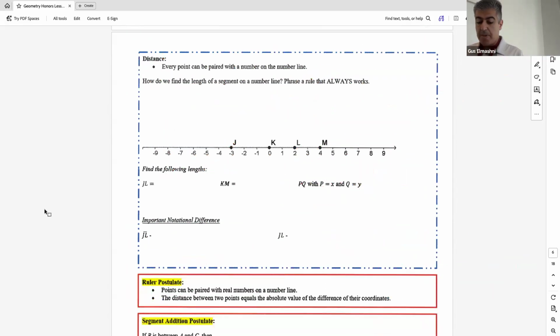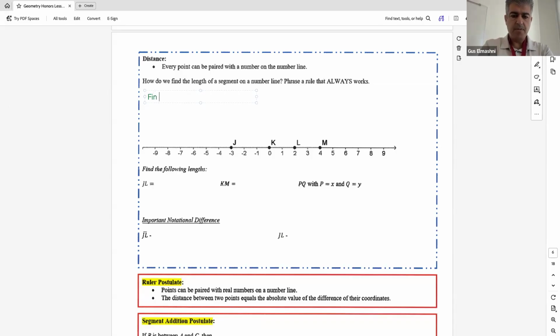Distance is basically the length of some sort of segment, right? Every point can be paired with a number on a number line. We know this. How do you find the length of a segment on a number line? Here's a rule that always works. I'll type it up for you again.